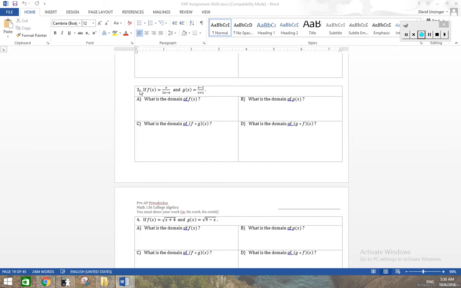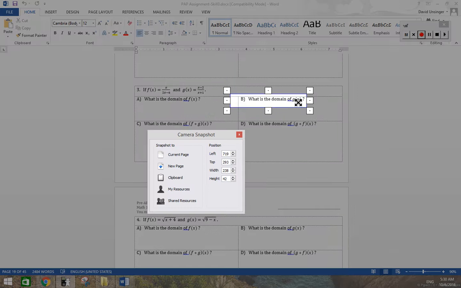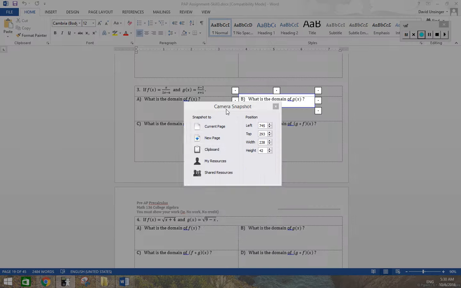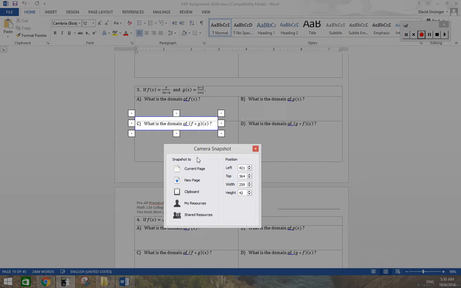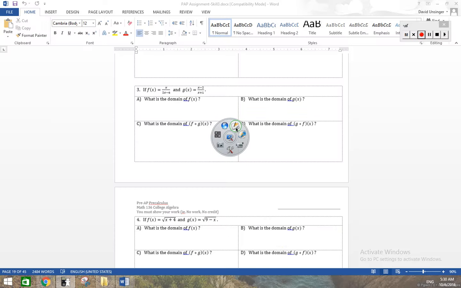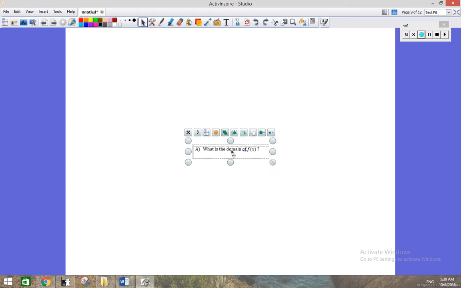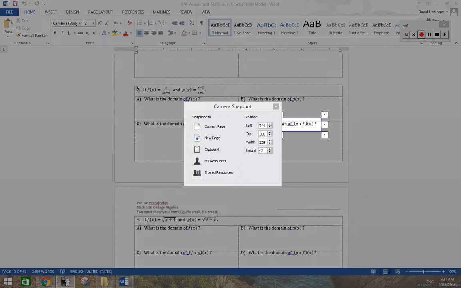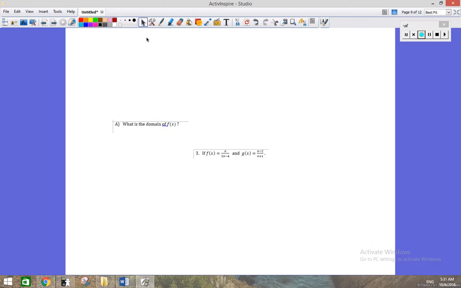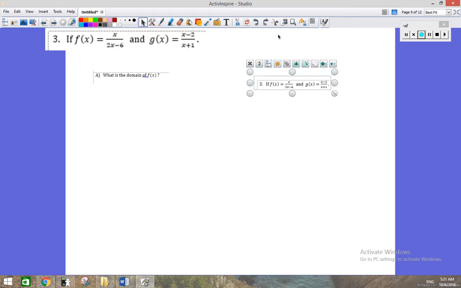So 3 has 4 parts to it. Alright, sorry, but I guess I should have done this off camera. Where was it? Did I not get problem 3? Thought I did. There it is. Okay. It's hidden underneath that. I didn't know I'd gotten it.